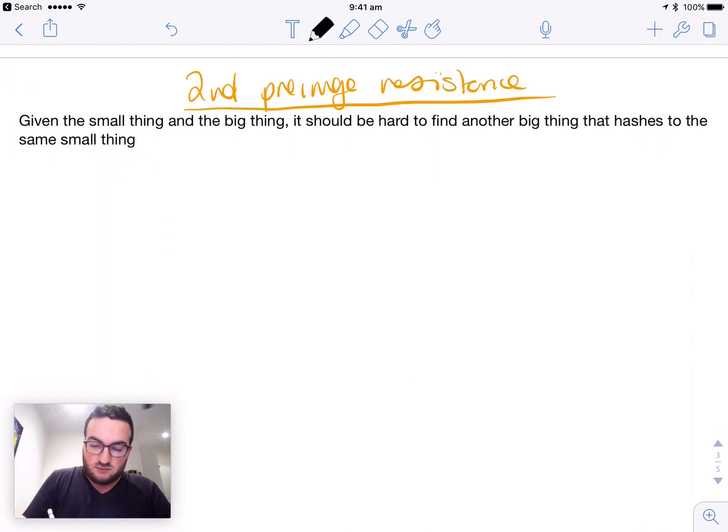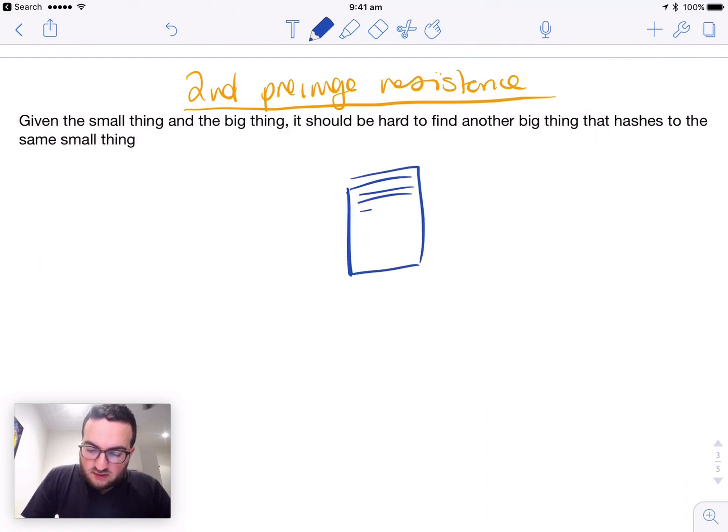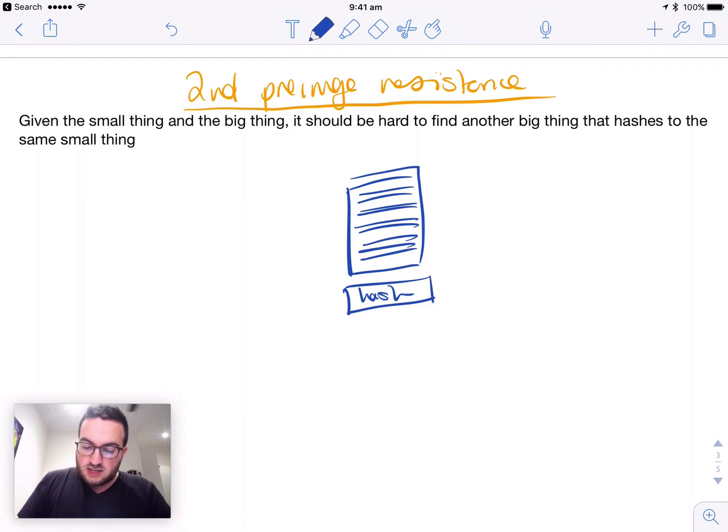That's where I give you both. I'll go to my favorite blue pen. I'll give you the original message. This time, you're not looking for the original message. I give it to you, and I give you the hash. And this time, it should be really hard. So here it is. You've got the small thing and the big thing. Should be hard to find another big thing that hashes to the same small thing.